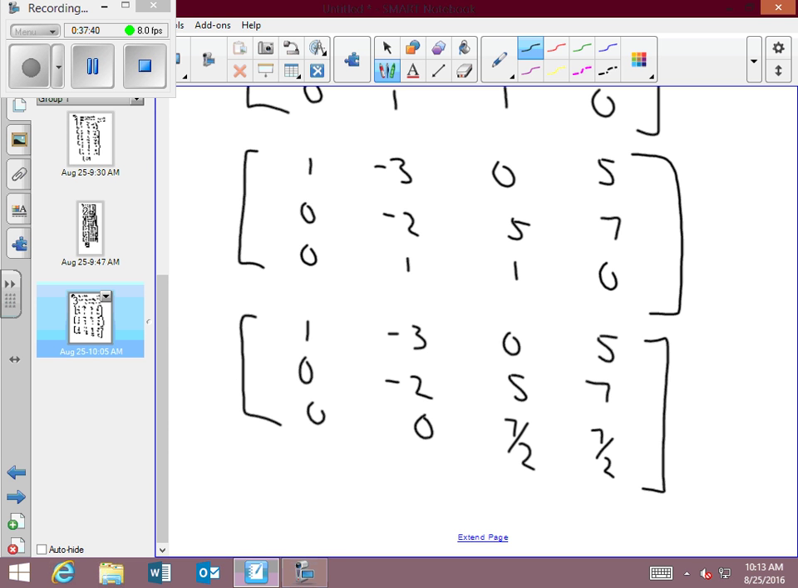Now, probably what would be best is to get this into 1, right? Because I've got to go back up, and remember, you start on the right-hand side and work your way back. Then I can eliminate that 5, and then I can get my first solution right there.